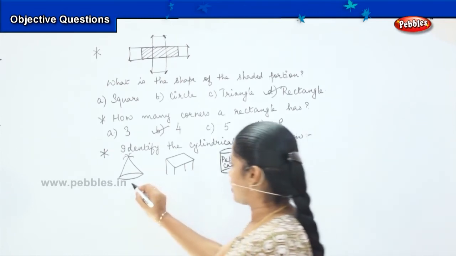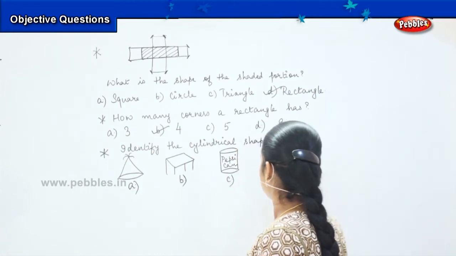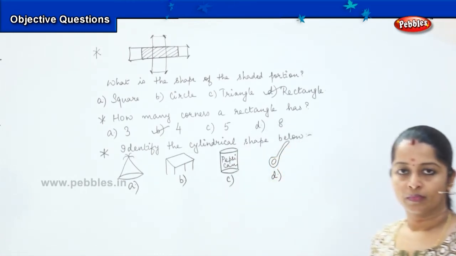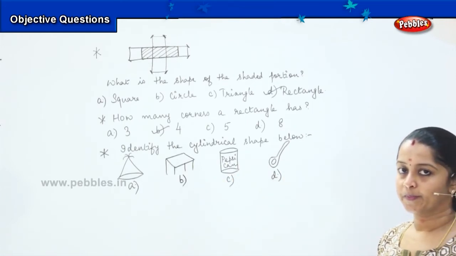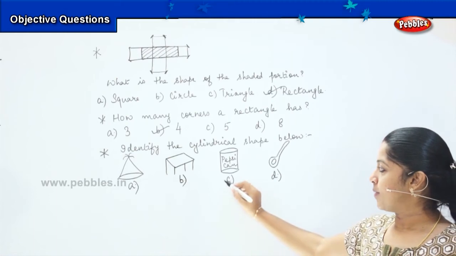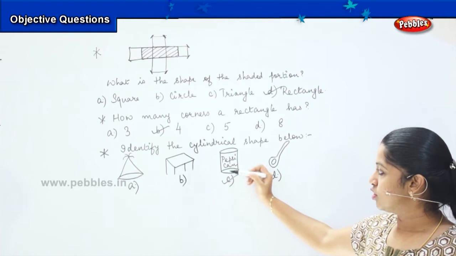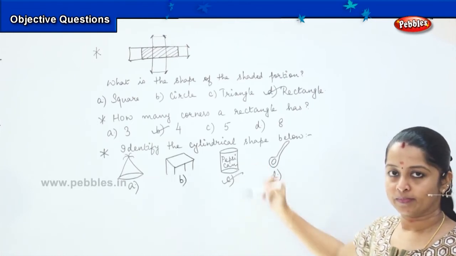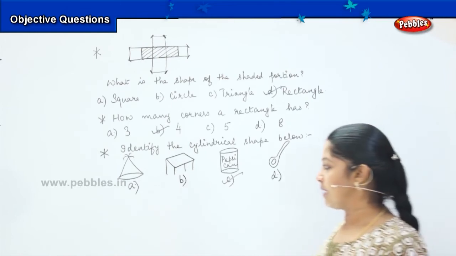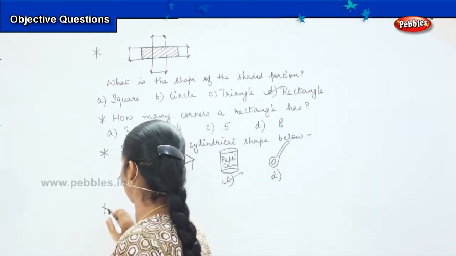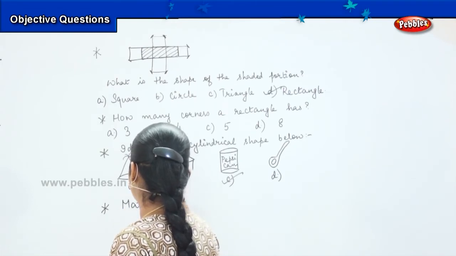So, is it option A or option B or option C or option D? Tell me which is a cylindrical shape in the given pictures? Good. Option C, your Pepsi can has a cylindrical shape, right? It has two curved faces. Shall we move on? Here comes my next question. Now you have to match the shapes correctly.